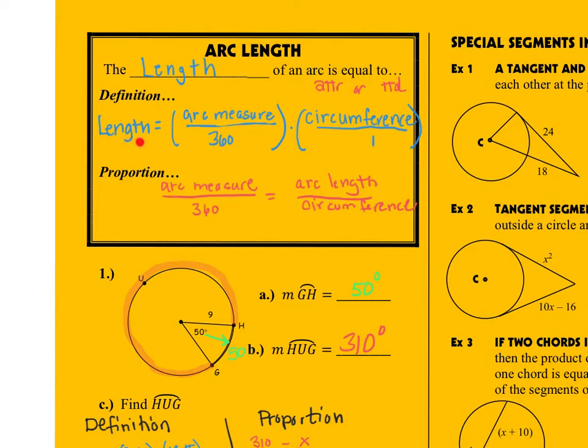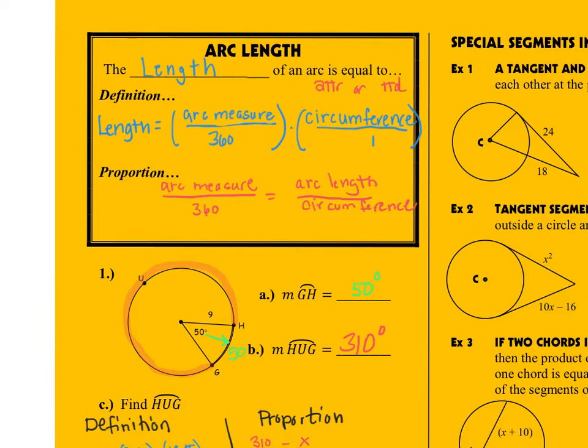It tells us that the length is equal to the arc measure, which is what we have been working on finding, divided by 360 times the circumference, and the circumference is over 1. Remember that the circumference can either be 2 times pi times the radius or pi times the diameter.